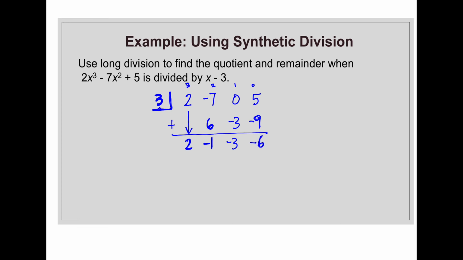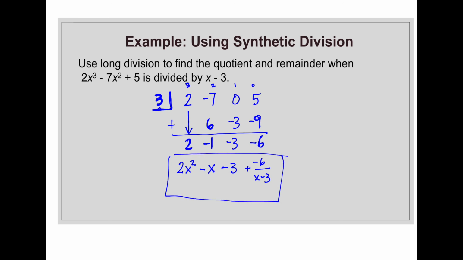Okay, great. So I did my thing. I've divided a third degree by a first degree, so I should get a second degree polynomial here. 2x squared, one less than what I started with, minus 1x, minus 3, that's my 0 degree term, and then plus negative 6 over x minus 3. That is the resulting quotient.